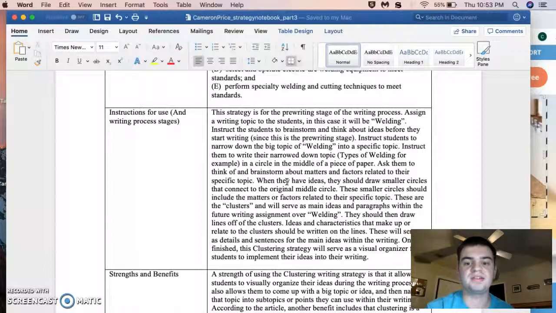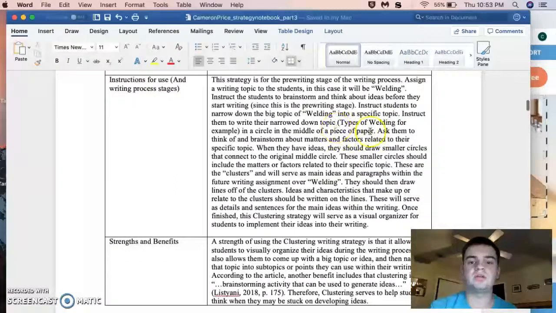stage of the process. Instruct the students to narrow down just a big general topic of welding into a specific topic. They could do cost of welding machines or jobs that use welding, stuff like that. Just a smaller specific topic that they'll end up writing about. But right now they're just brainstorming ideas since it's a pre-writing stage. And for the example, the specific topic I did was types of welding.